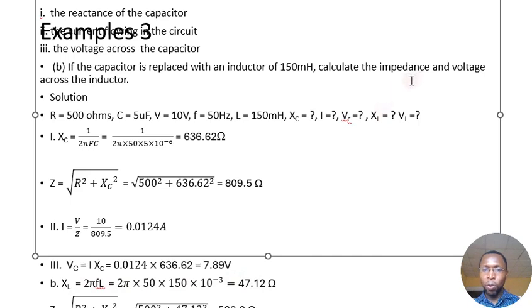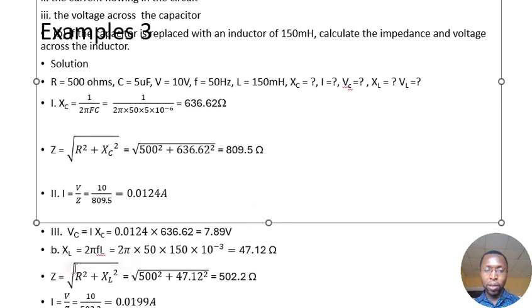Okay, so we calculated the inductive reactance, but then we have to calculate the impedance and voltage. Now the impedance can be calculated using the formula Z equals the root of R squared plus X_L squared. Our R is still given as 500 in the question. Our inductive reactance we have obtained to be 47.12. Simplifying this, we have 502.2 ohms. Now we've solved that part, the impedance.